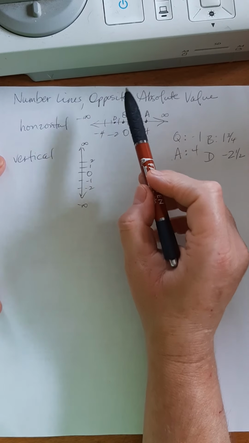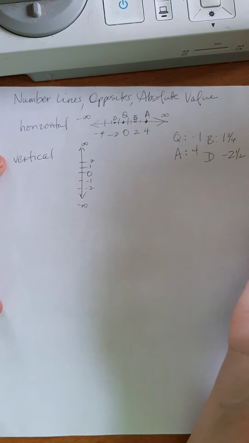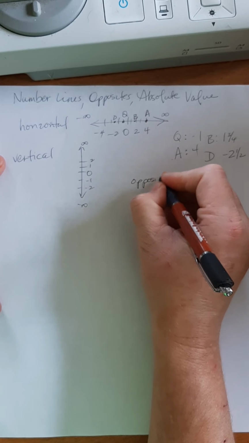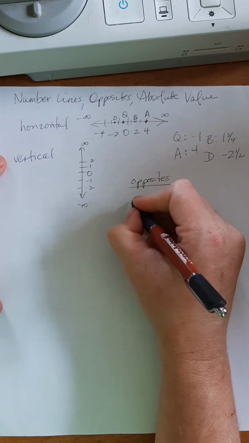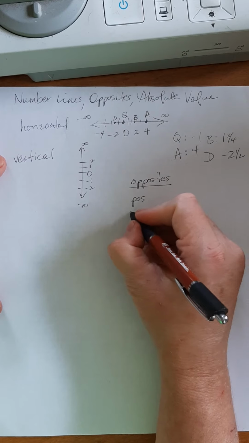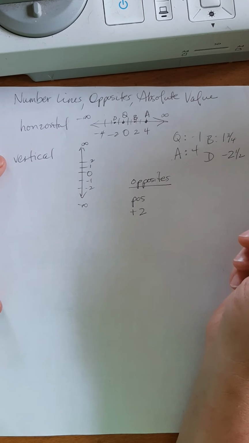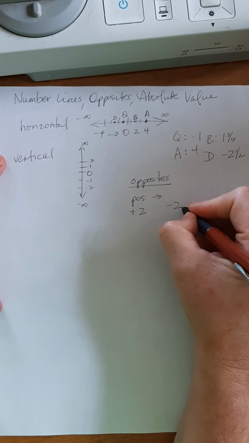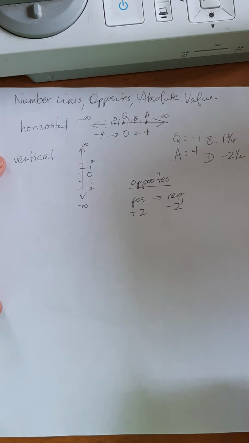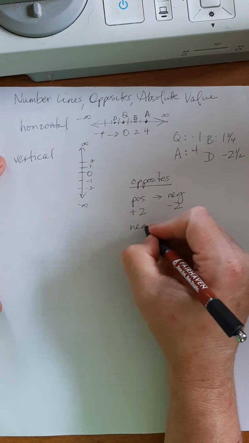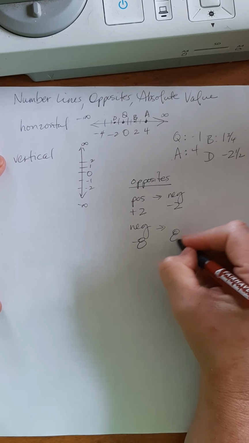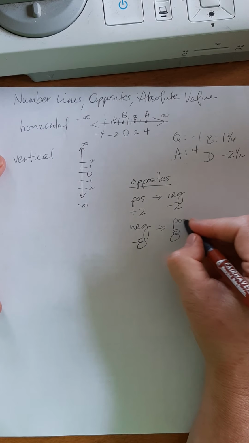Now, opposites is literally the opposite sign. So, if you have a positive number, like positive 2, then the opposite would be negative, or -2. Just like if you have a negative number like -8, the opposite would be +8.